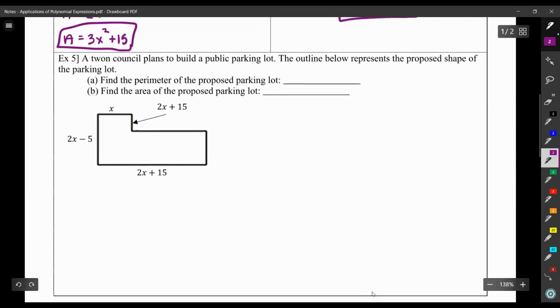Now let's look at number 5. A town council plans to build a parking lot. The outline below represents the proposed shape of the parking lot. So letter A says find the perimeter of the proposed parking lot. So perimeter is adding all of your sides. So don't forget that perimeter and area are very different. So perimeter will add all sides.